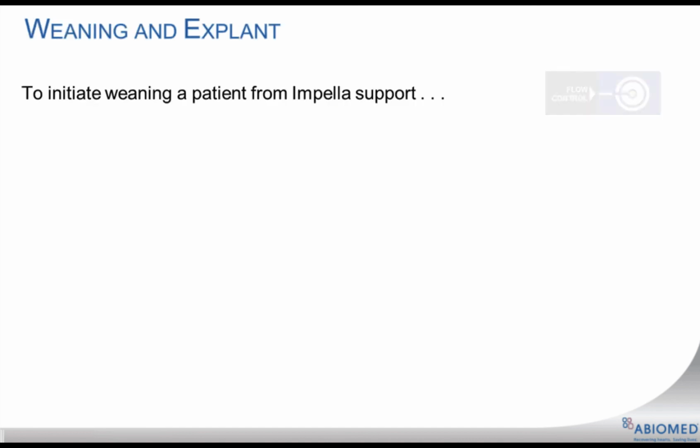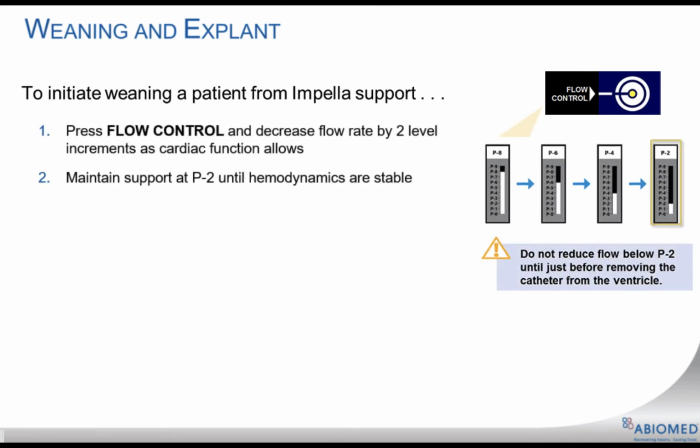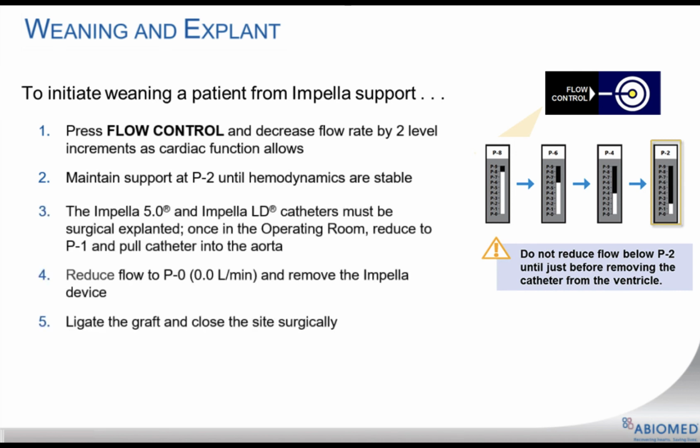When weaning a patient from Impella support, reduce the flow rate by 2 P-level increments as cardiac function allows. Do not decrease P level below P2 until just before removing the catheter from the ventricle. Once patient hemodynamics are stable, the patient should be taken to the operating room for explant.